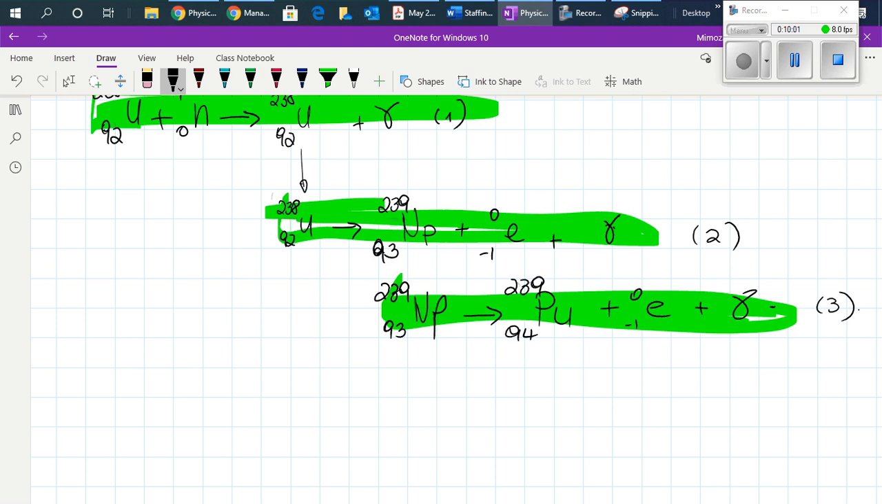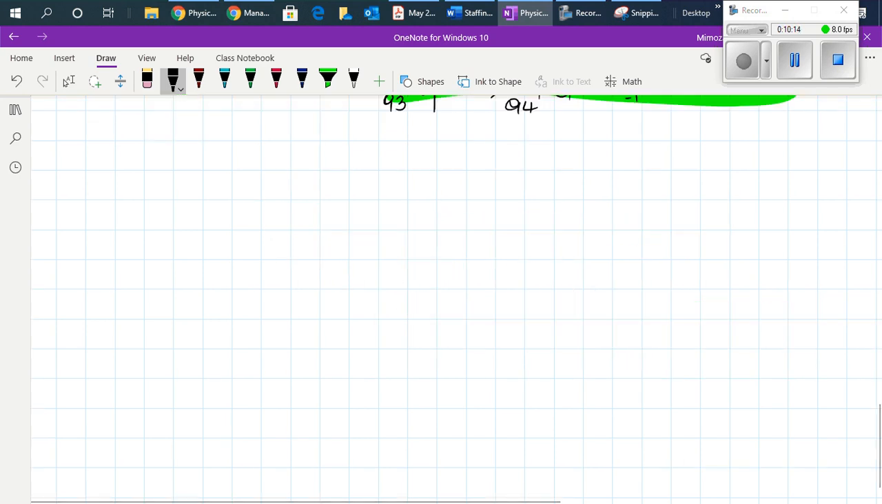Chain reaction, or transmutation, nuclear reaction. Okay. Nuclear fusion, nuclear fission. Okay, let's see fission first. Nuclear fission.